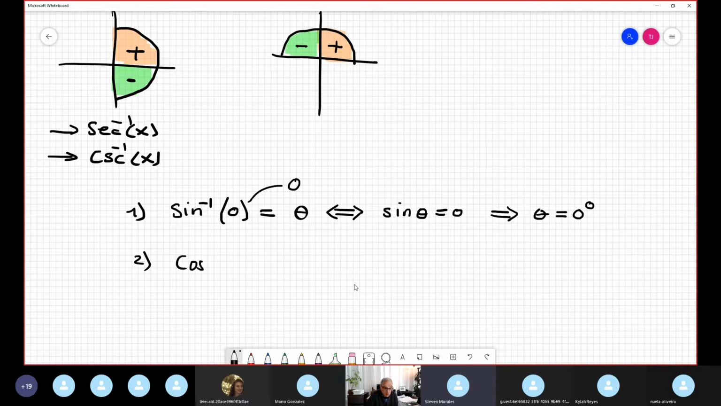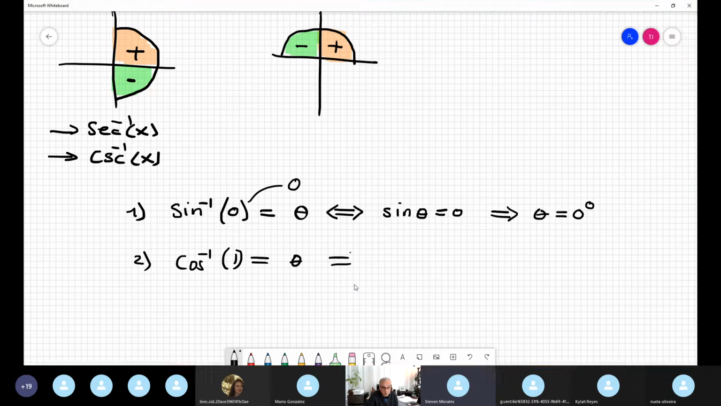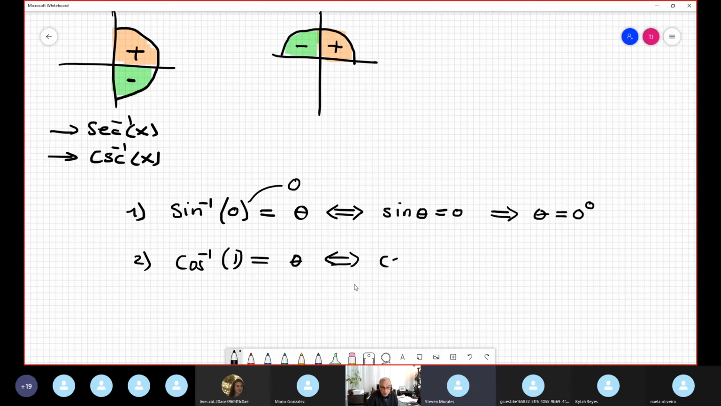Cosine inverse of 1. Theta. Entonces, my question is cosine theta equals 1. What is the angle whose cosine is equal to 1? 90, Professor. 90 degrees? No, 90 is 0. No. It's 0 again. The cosine of 0 is 1. Sine of 0 is 0. Tangent of 0 is 0.